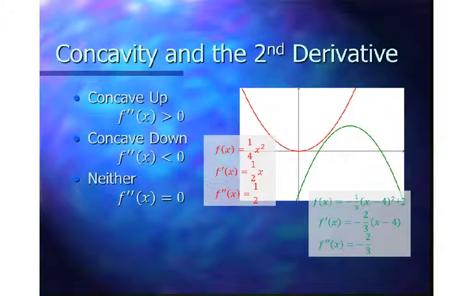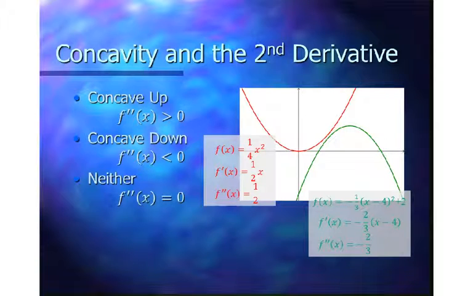And in the same way, the green curve has the equation negative 1/3 times (x minus 4) squared plus 2. When we take the first derivative, we get negative 2/3 times (x minus 4). And when we take the second derivative, we are just left with negative 2/3. And so because that leading coefficient was negative, this second derivative turns out negative. And what we're going to see is that any function that has a second derivative that is negative, that part of its graph where its second derivative is negative is always going to be concave down.